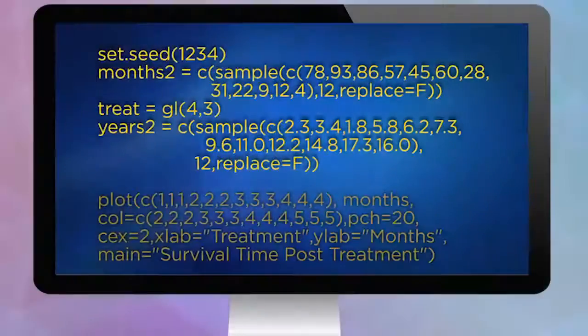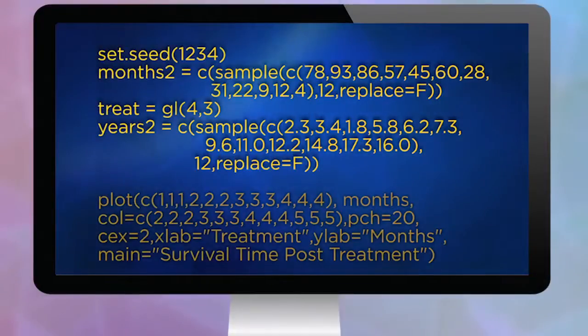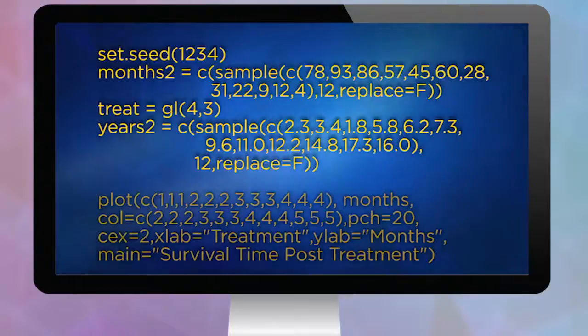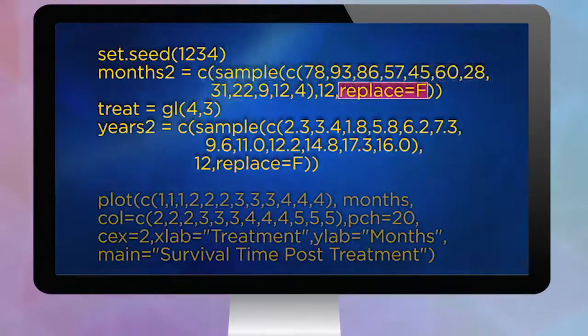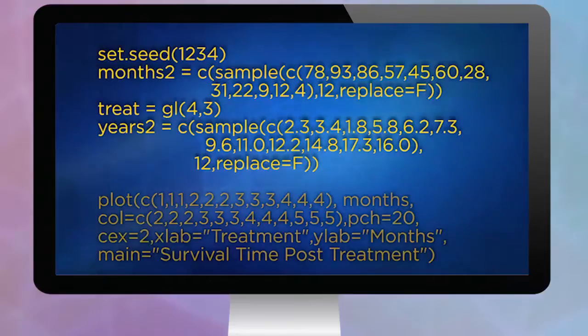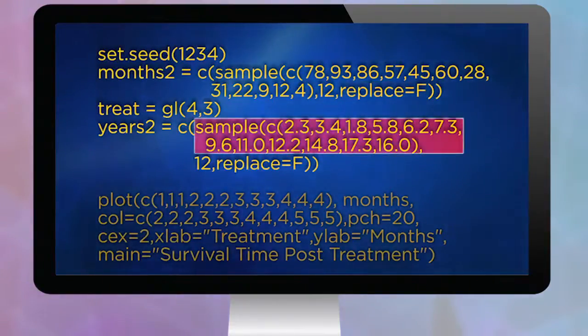Now, let's randomize our patients according to their stages. We're going to take our same data, let's set dot seed of 1, 2, 3, 4. And now I'm going to take months 2, where that's equal to now a sample from my original vector with replace equals false. So that's telling R, I want to sample 12 times from this vector so that I split up where my data values occur. Likewise, for years, I'm going to sample from that vector to randomize where the years occur.